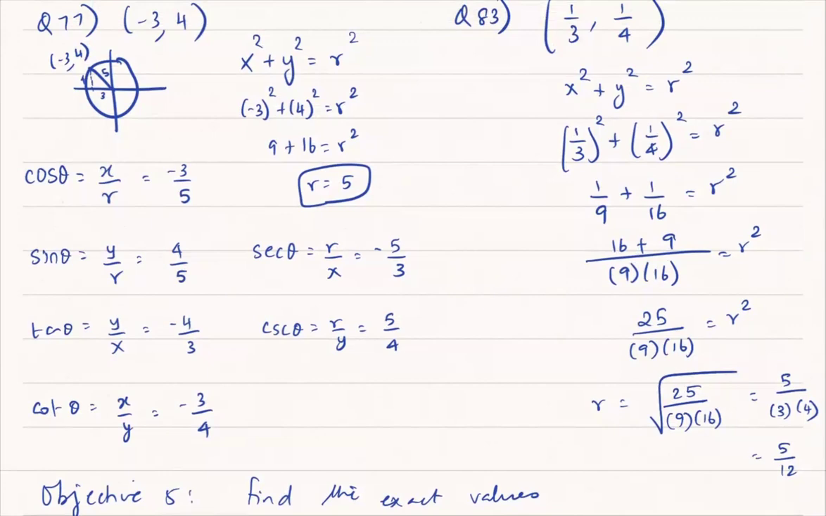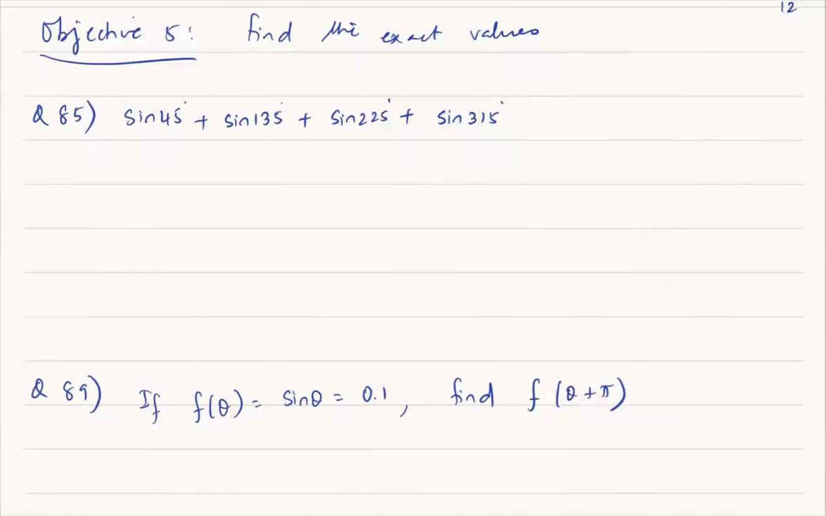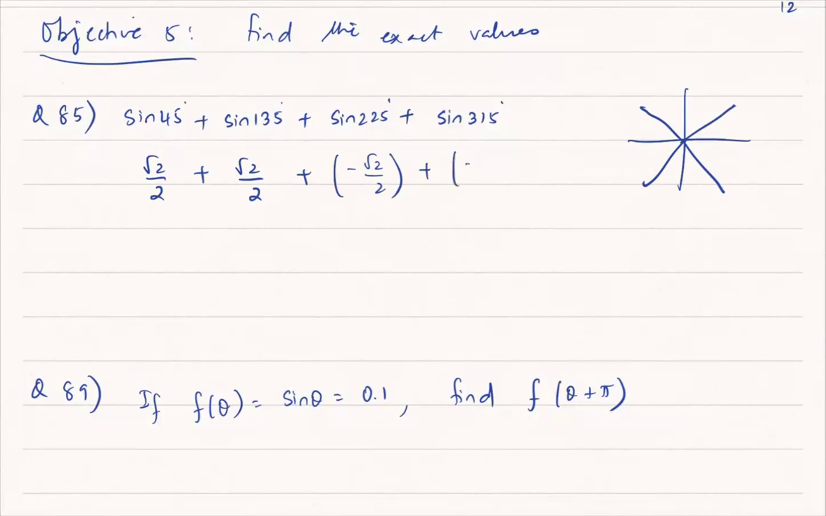Okay. Then find the exact values of sine 45. So sine 45 is here. Sine 135 here. 225 here. 315 here. All right. So this sine 45 is root 2 over 2. Second quadrant also root 2 over 2. But third quadrant, it is negative root 2 over 2. Fourth quadrant, negative root 2 over 2. So they all get cancelled away, leaving you an answer of 0.